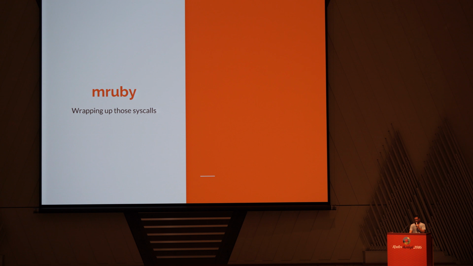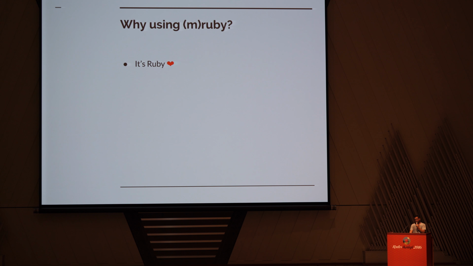So wrapping the system calls, how do you do that with mruby? And first of all, why mruby? First of all, it's because it's Ruby, and I'm kind of proficient with Ruby, so why go somewhere else? The second one is it's kind of easy to build a higher level interface and bring an external DSL and wire this C implementation of Ruby into any type of C program.